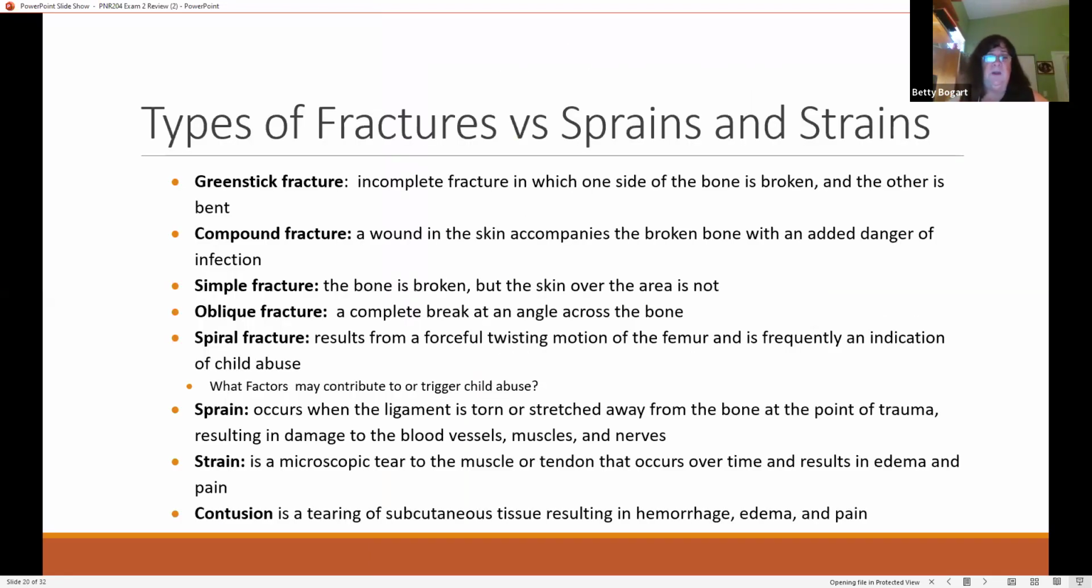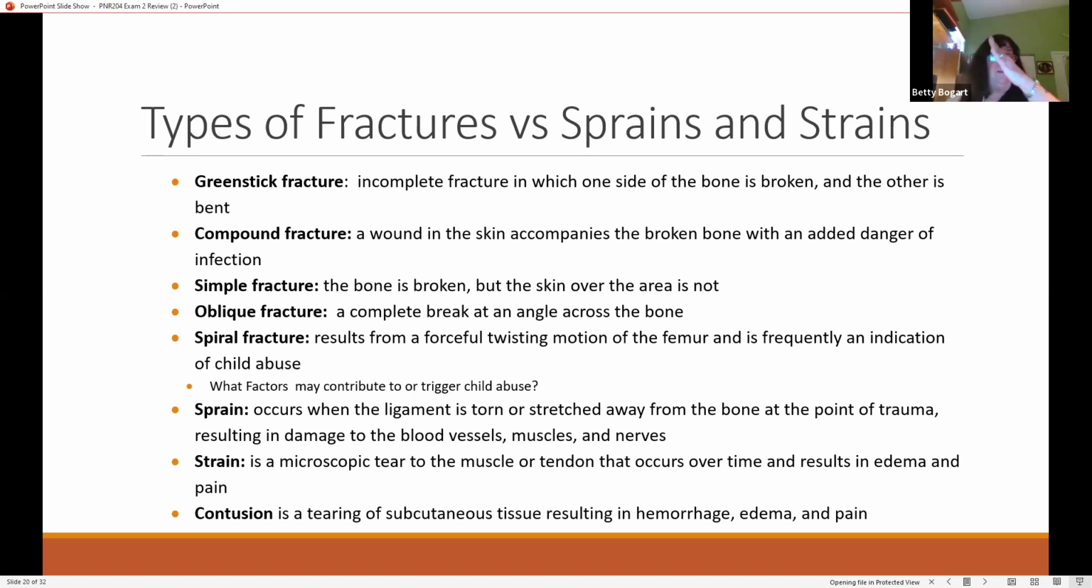So fractures, sprains, and strains. Well, greenstick is incomplete. One side's broken, the other's bent. Simple. Compound is a fracture that sticks out of the skin. Big thing with that one is the possibility of osteomyelitis, because that bone sticking out, it's getting infected. That's going to need an antibiotic. Simple fractures are mostly what kids get. It's broken, the skin's fine. It could be oblique, spiral, different types of fractures, but it's broken, the skin is good.